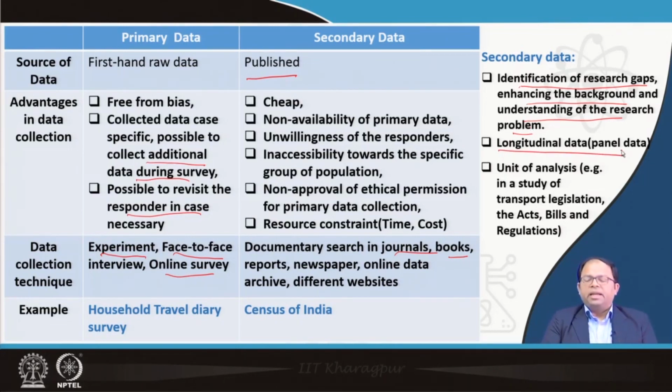What it means is we can get data from previous years, which could help us do our projections and match them with our existing data to see if the projection matches. Using the longitudinal data available from secondary sources, we can even project for future years. And also secondary data can itself act as a unit of analysis. For example, when we do a study on transport legislation, acts, bills and regulations, the documents themselves become data.